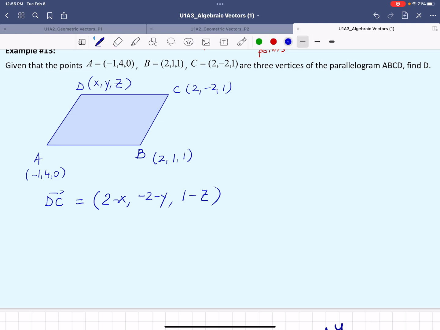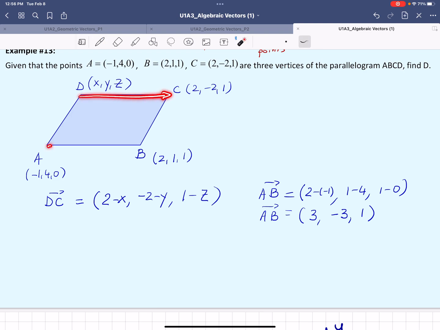On the other hand, we have vector AB. Now, vector AB will have the coordinates x, 2 minus negative 1, y, 1 minus 4, and then z, 1 minus 0. So vector AB will be 2 minus negative 1, which is 3, 1 minus 4, which is negative 3, and 1 minus 0 is 1.